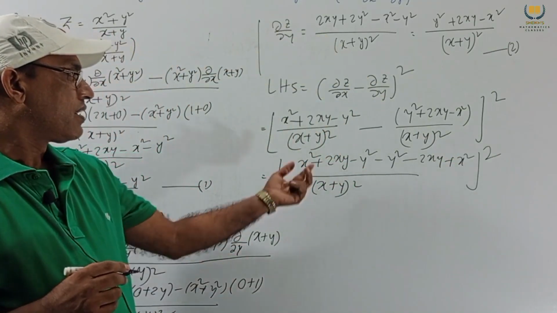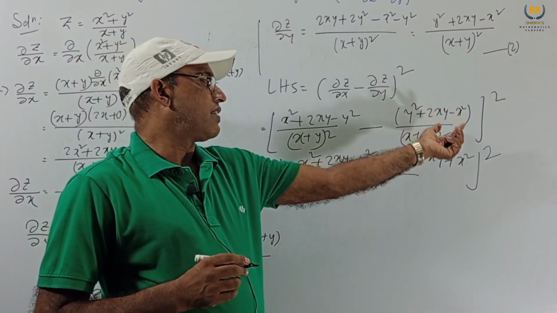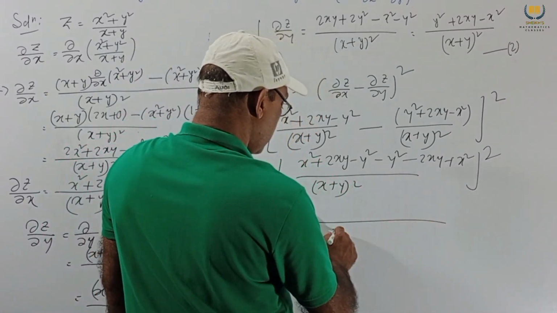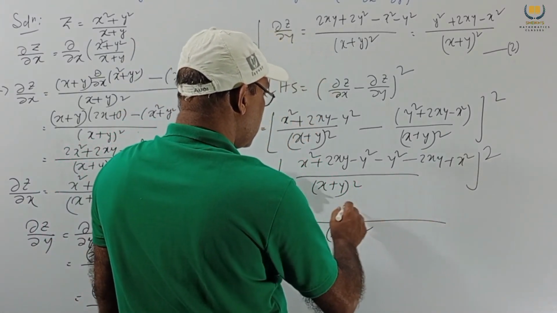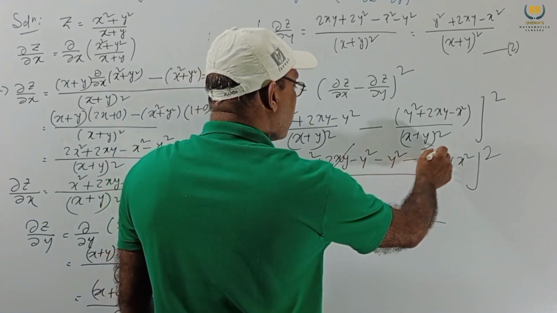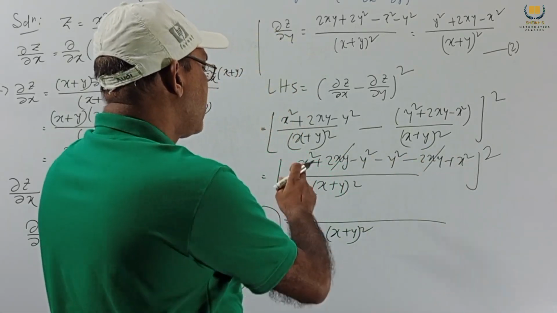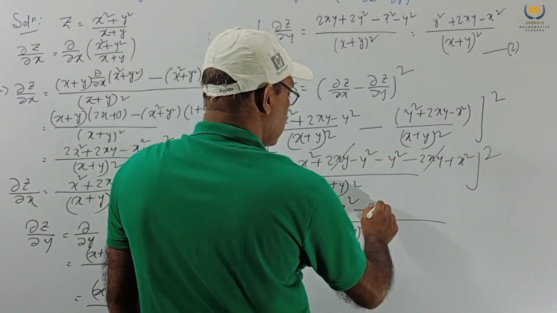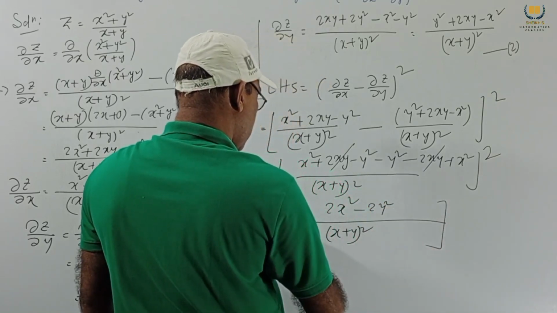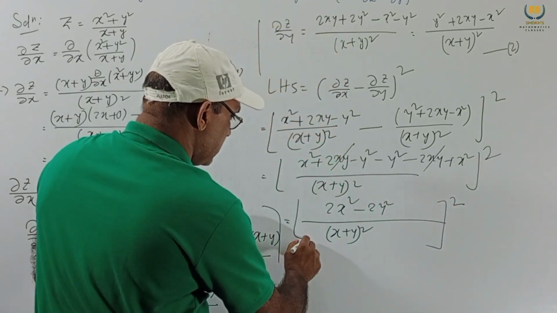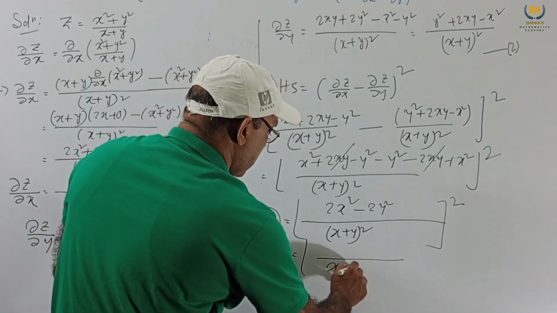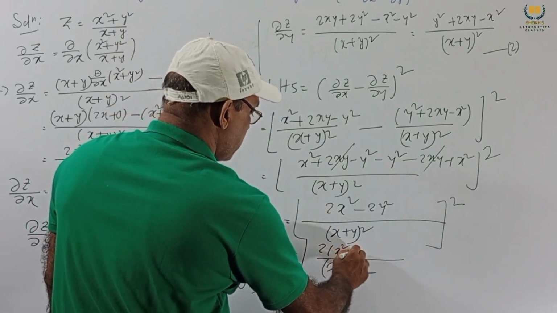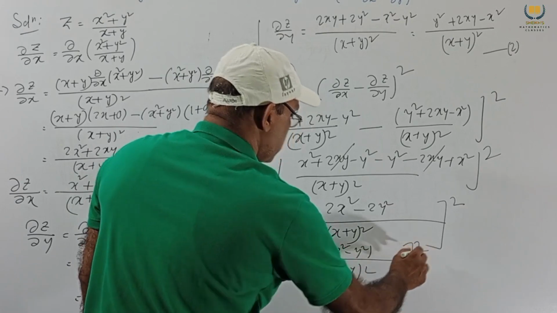We get this. Just remove the bracket, then this sign will be changed. Now this will be (x plus y) whole square, and this 2xy, like terms, will be cancelled. x square is 2x square, y square is minus 2y square, and this one whole square, and this will be (x plus y) whole square. And 2 common, we get (x square minus y square) whole square.